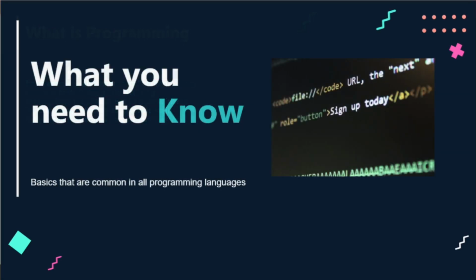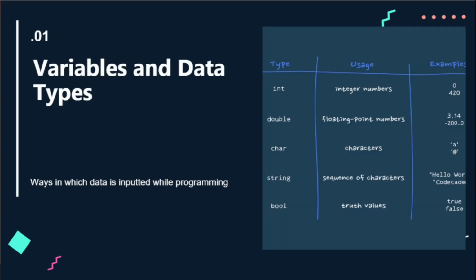What do you need to know in programming? First, we have variables and data types. In programming, we use variables to store data of different types. A variable has a name and a value. For example, age is equal to 25. Data types include integers, floats, which are decimal numbers, strings, which are text, and booleans, which are true or false, as shown in the image on the right.